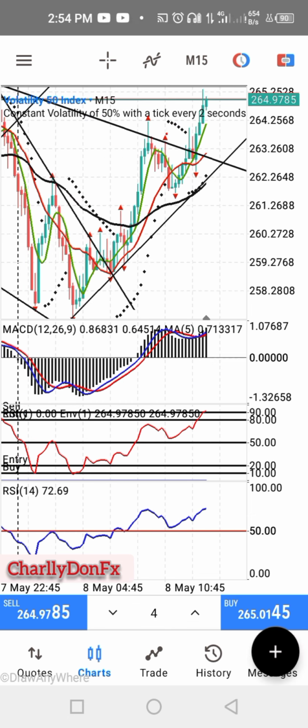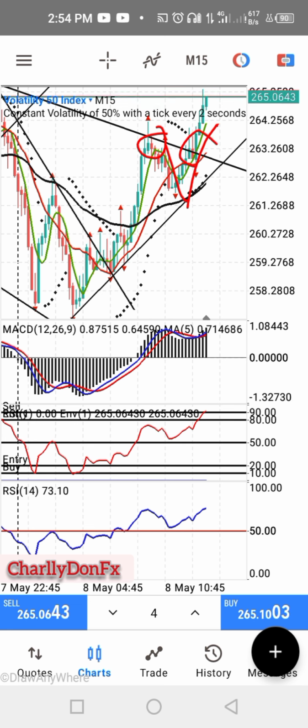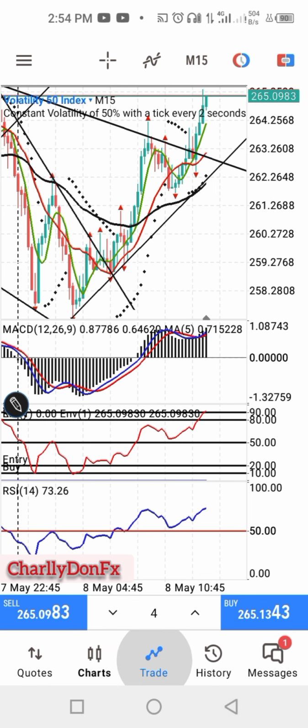I took my profit at this when it was going up. And you see, now the market retraced. It retraced and broke the trend line. When I noticed that it had broken this trend line, I entered buy. I entered a buy position. That was the trade that I closed and took that profit.